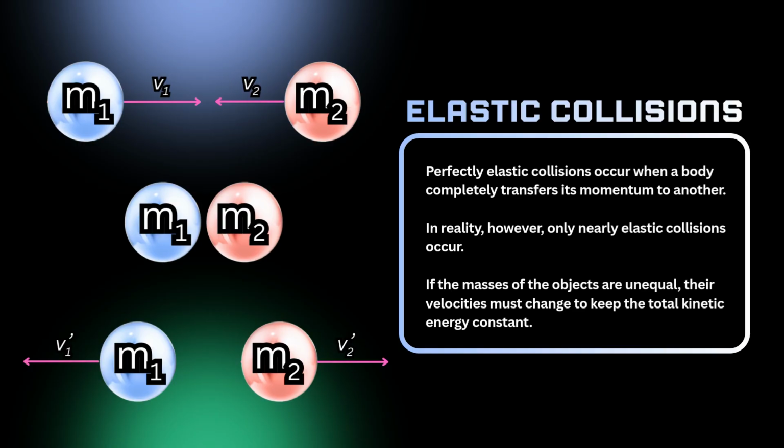Now, a critical point to note is when the masses of the colliding objects are unequal. Their velocities must adjust to maintain constant total kinetic energy. This ensures the sum of kinetic energy before and after collision remains the same. Understanding these principles helps us predict and analyze the behavior of the objects after collisions, which is crucial in fields ranging from engineering to sports science.